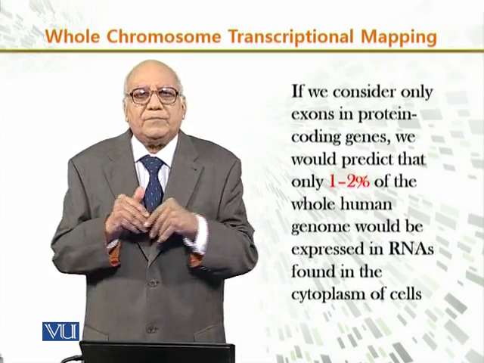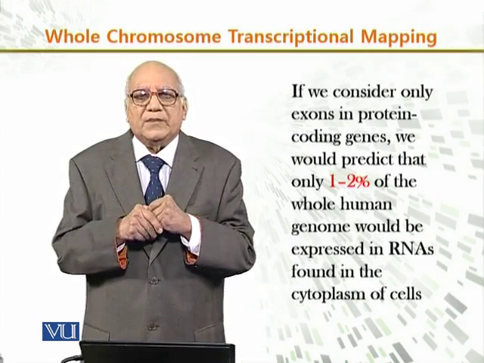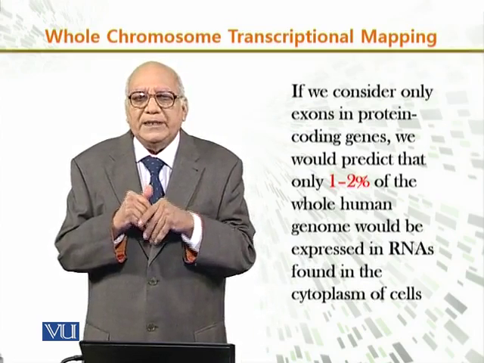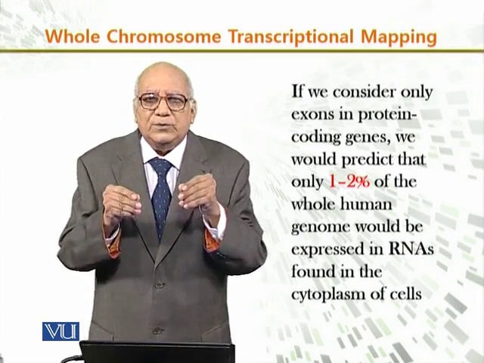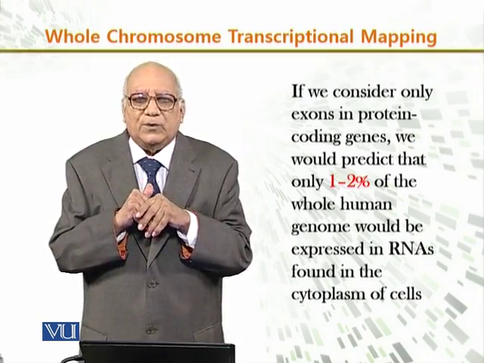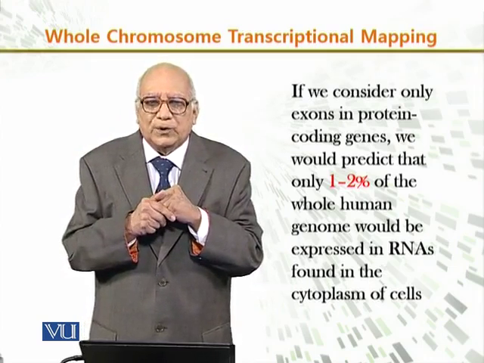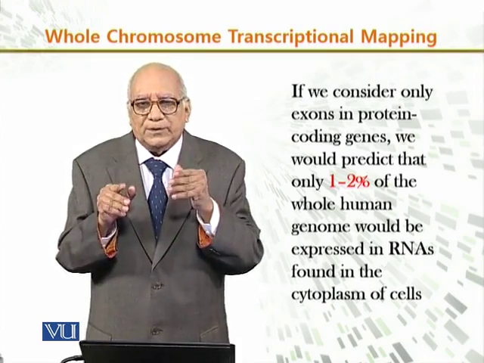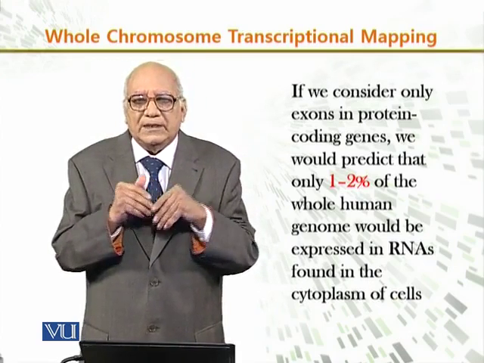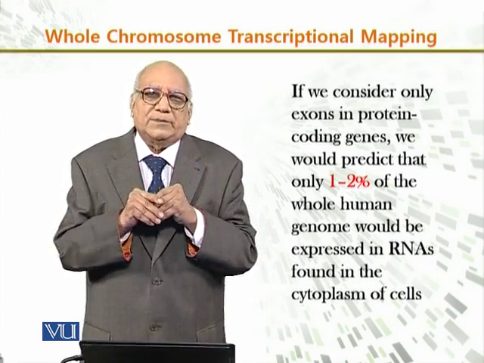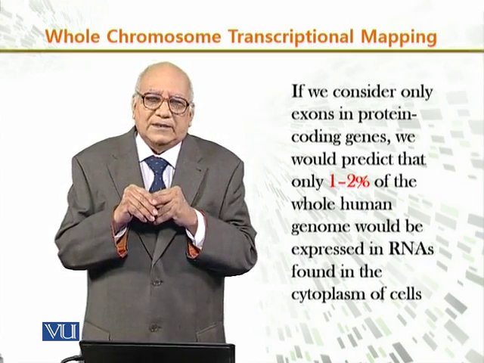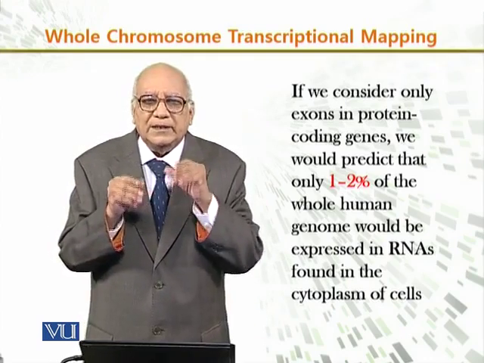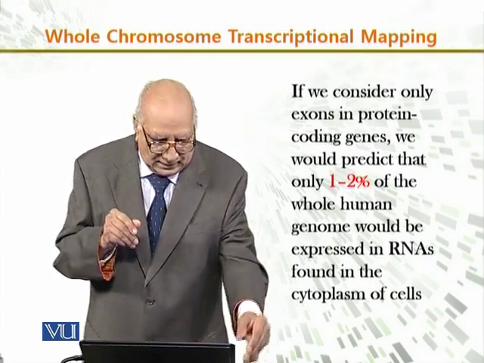If we consider only exons in protein coding genes, we would predict that only 1 to 2% of the whole human genome would be expressed in RNAs, ribonucleic acids, which is found in the cytoplasm of the cell. Remember, only 1 to 2% of the whole human genome, a small quantity.